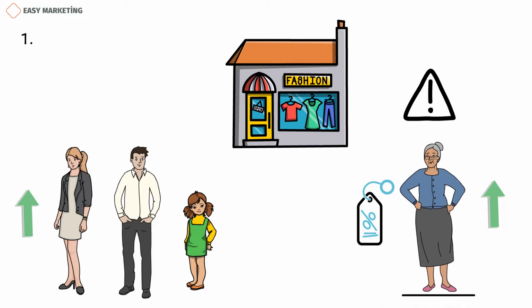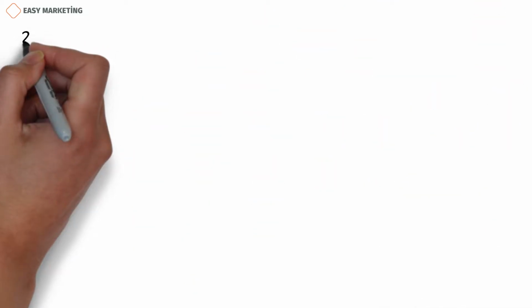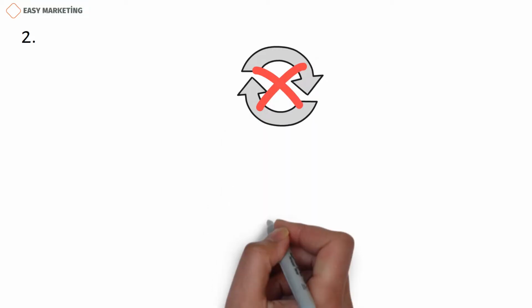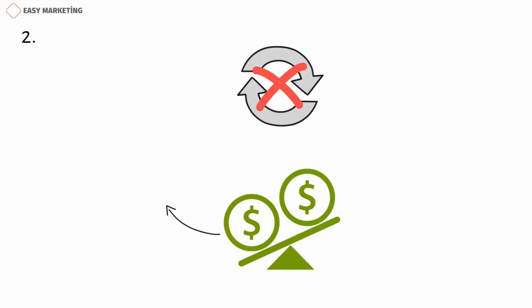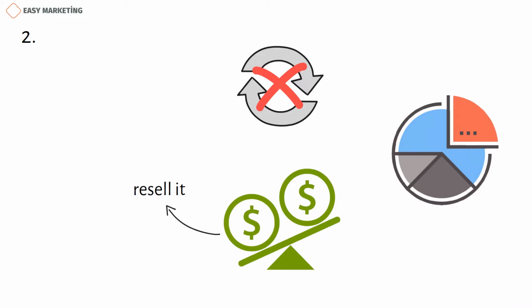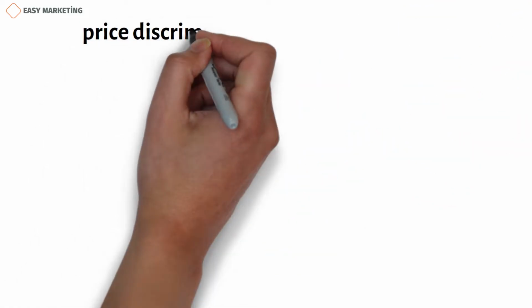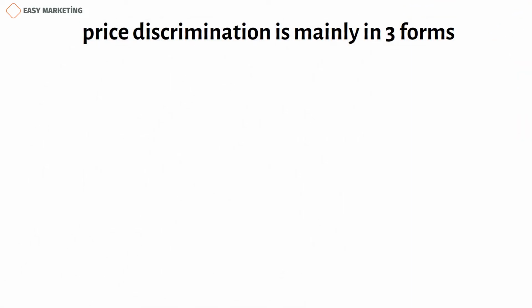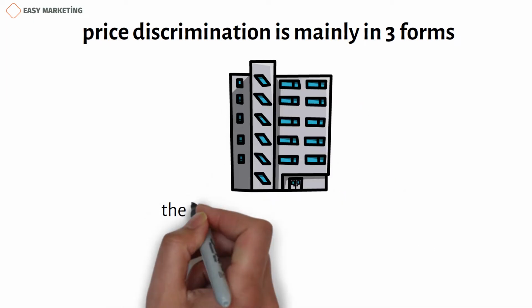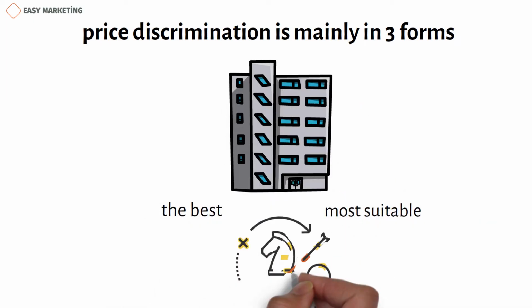And it is important that we have the ability to prevent the resale of the products, because someone can take advantage of this price difference to buy the product at a lower price and resell it, which in turn will have a negative effect on the market share of the company or the store. In general, price discrimination is mainly in 3 forms. It should be emphasized that familiarity with these types is very important for us, because through this we can determine which type of discrimination is the best or most suitable for our company.